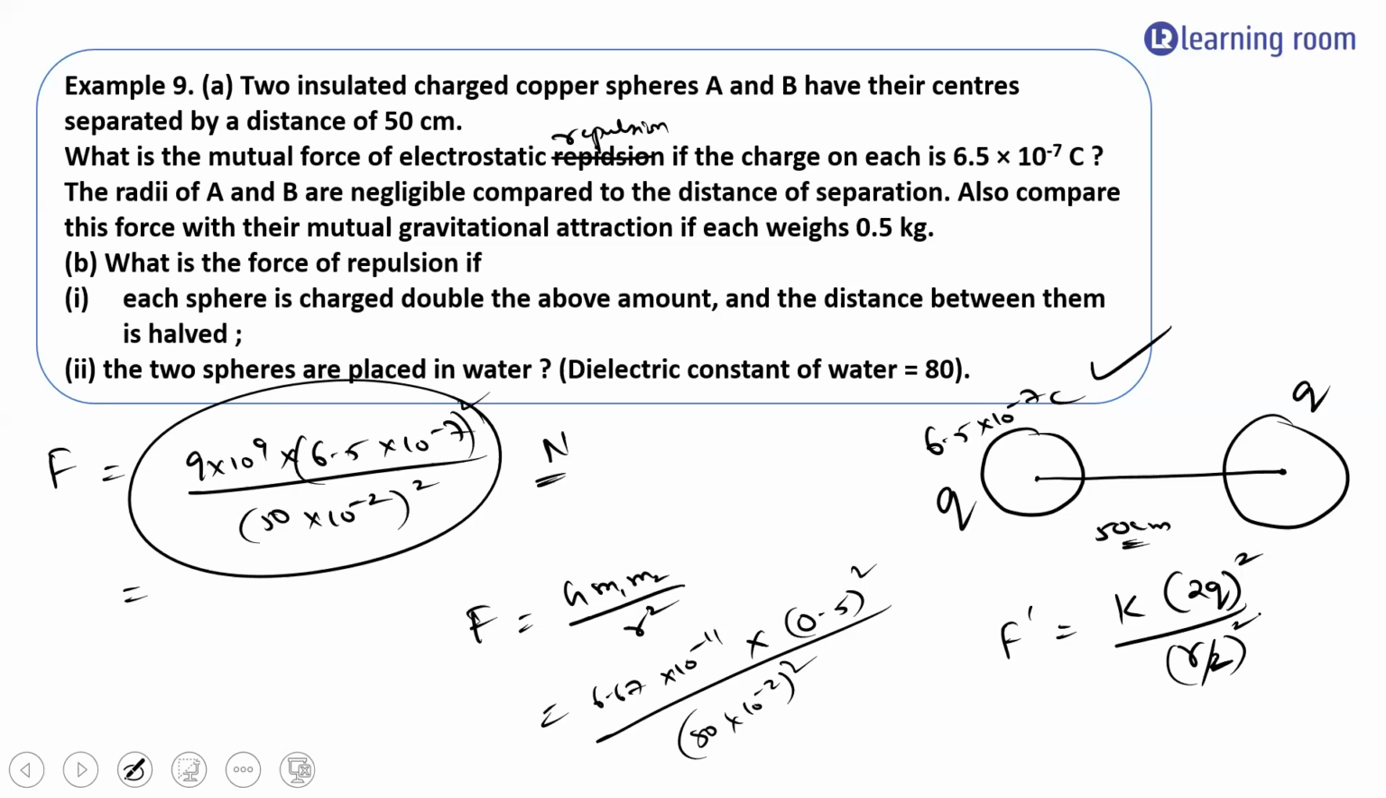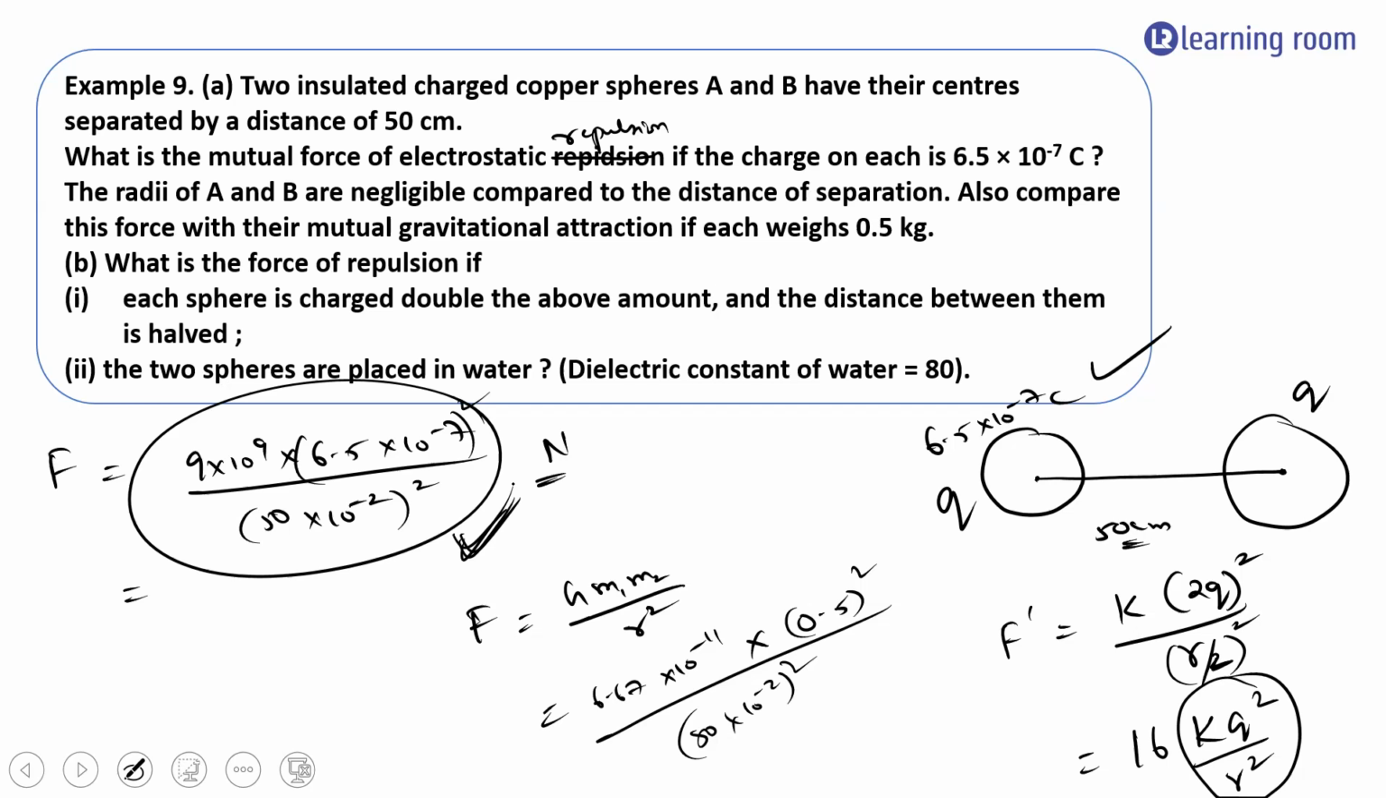So what will be the final value? It will be 16 times kq square divided by r square. What is the meaning of this? In this scenario, the final force of electrostatic repulsion will become 16 times the initial value. This kq square by r square you would have already calculated from F. Take that value and multiply it with 16, that will give you the new force.